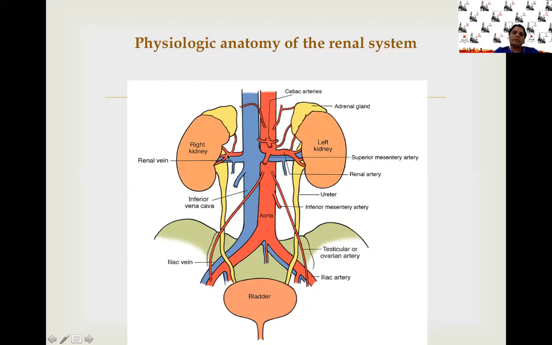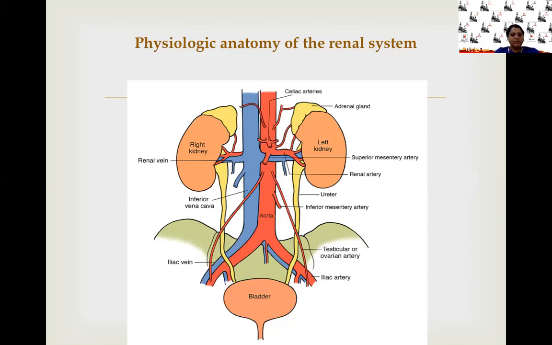From the concave surface, the renal artery, vein, and the ureter emerge out, and this is called the hilum of the kidney. The size of kidneys is roughly about the size of a closed fist, and they extend from the T12 to the L3 vertebra. They weigh about 135 plus or minus 15 grams, and they are slightly heavier in males compared to females. Each kidney measures about 4.5 inches in length and 2.5 inches in width.